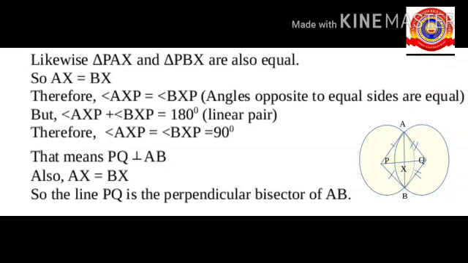But angle AXP plus angle BXP is equal to 180 degrees because it's a linear pair. Therefore, angle AXP is equal to angle BXP is equal to 90 degrees. That means PQ is perpendicular to AB, right? Also, AX is equal to BX. So the line PQ is the perpendicular bisector of AB, right?